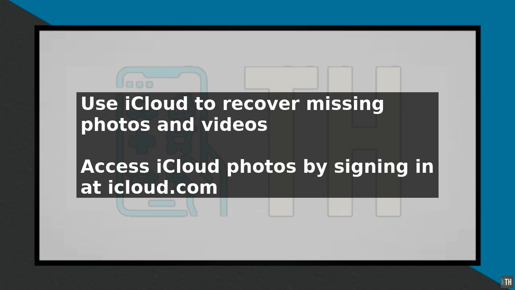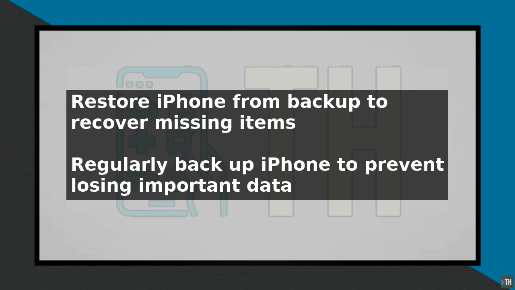Finally, if none of the above steps resolve the issue, try restoring your iPhone from a backup. If you have backed up your iPhone to iTunes or iCloud, you can restore your iPhone to a previous backup that includes the missing photos or videos. To restore your iPhone from a backup, go to Settings, tap on your name, then tap on iCloud, then tap on iCloud Backup, and select the backup you want to restore from.